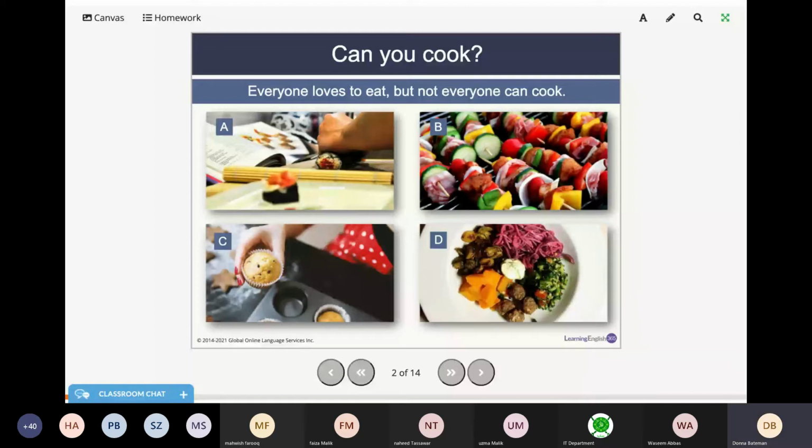Are these cooking styles things that you're familiar with? Have you tried to do any of them yourself? Yeah. Maybe.